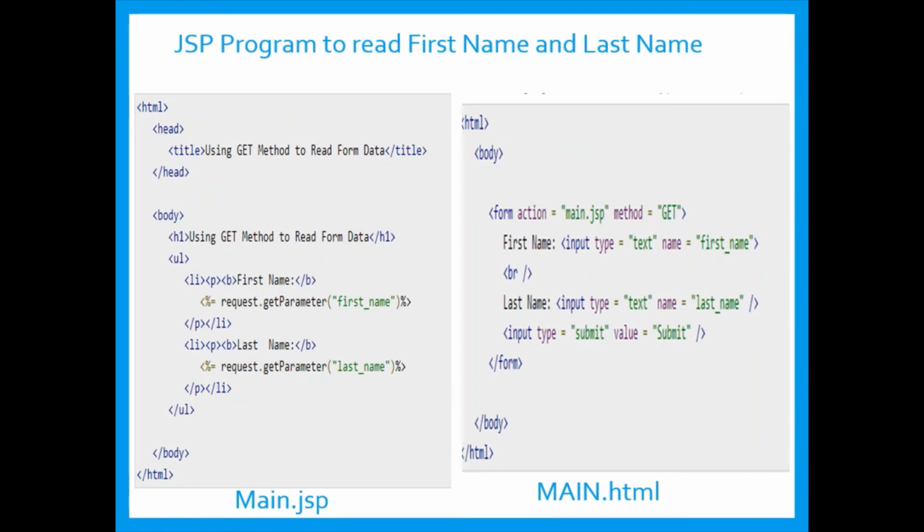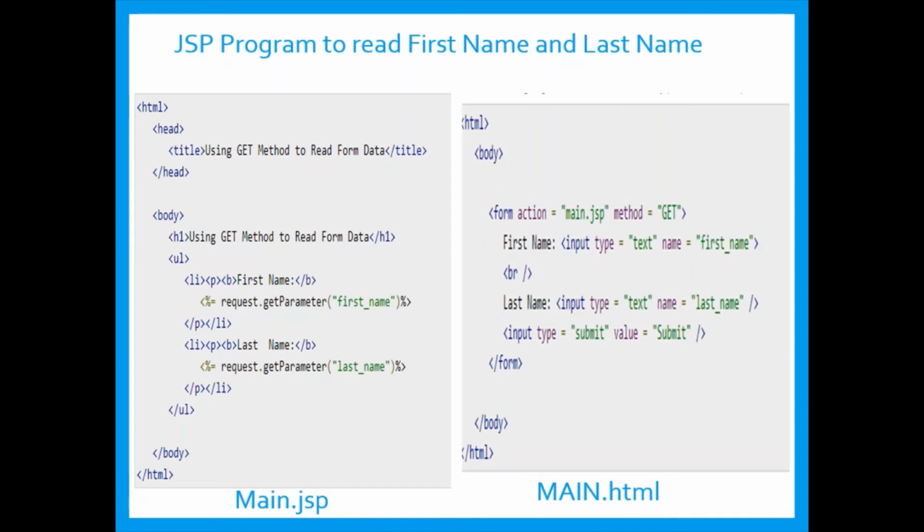This is a simple JSP program to read first name and last name from the client tier. Here the client tier has been designed by using HTML code. The file name of the HTML code is given as main.html. In the HTML body tag, we have used a form tag, and action is equal to main.jsp. The main.jsp is a JSP file. You can see here main.jsp.